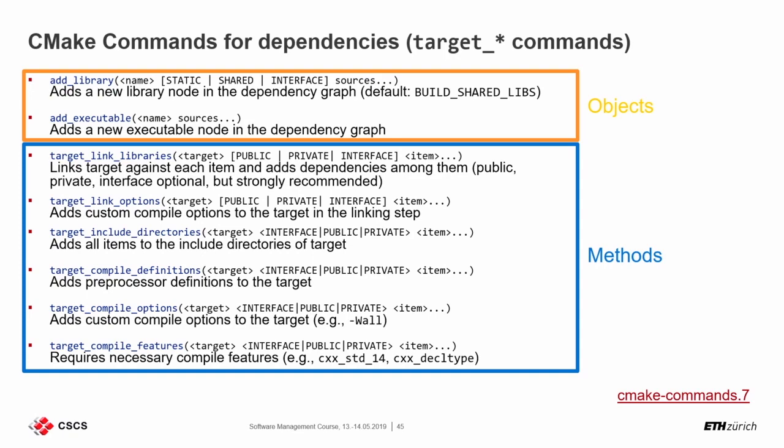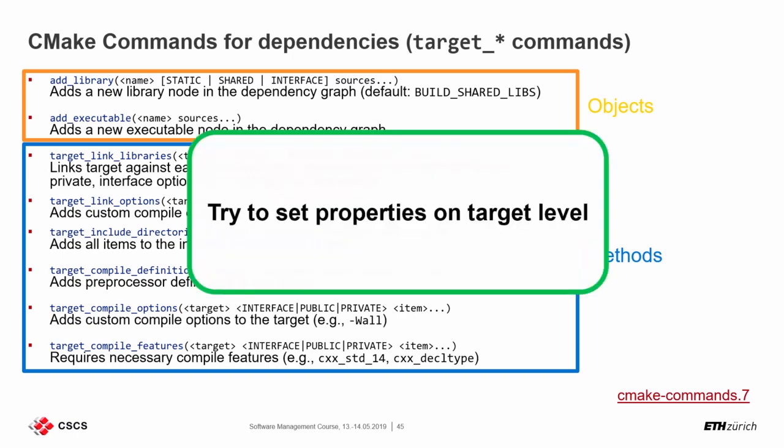Target link options is to set custom compile options. This is a very new feature, so if you have an older version of CMake, it's probably not yet there. Include directories is clear. Compile definitions is for preprocessor definitions. Compile options is for things like, I don't know, f-exceptions, I guess, or something like that. And compile features is something that we'll probably mention tomorrow.